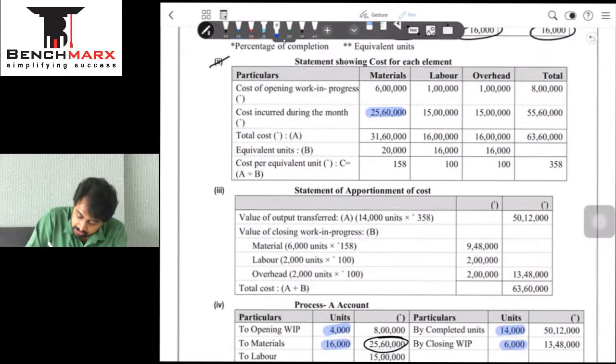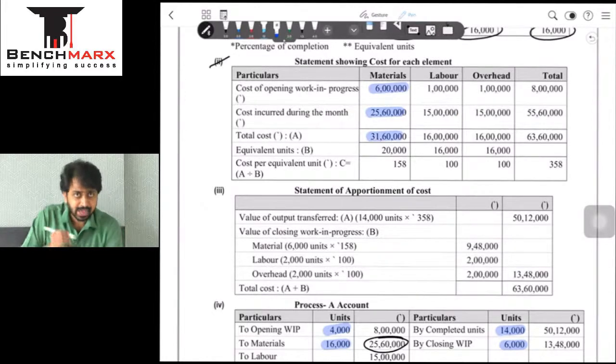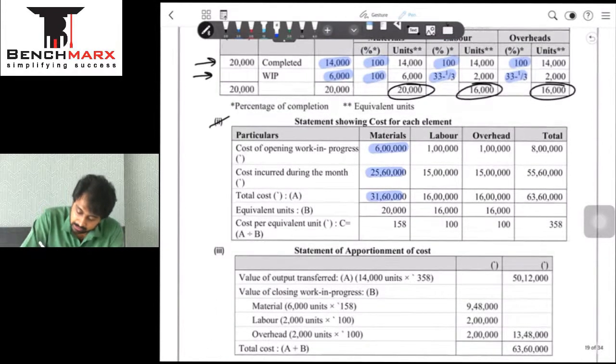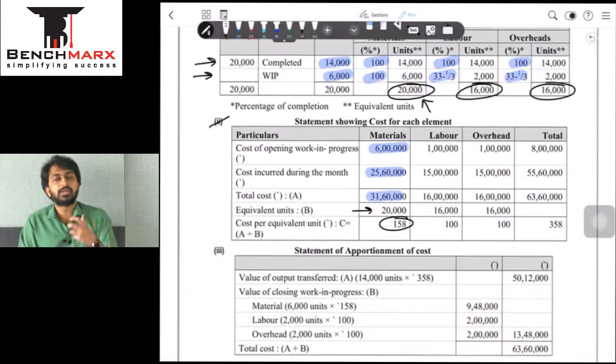To this I will add the DM content of the opening WIP, which will give us a total of 3160, and this 3160 will then be divided by the equivalent output, which is coming here, and then I will get the DM content cost per unit. Same, समझ में आ गया. Once you get this, the same logic will be applied for DL as well.